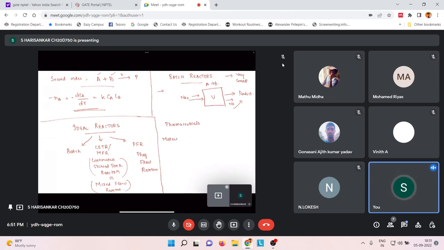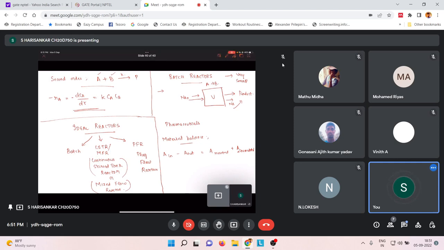So if we write a material balance for this reactor, A in minus A out is equal to A reacted plus A accumulated.